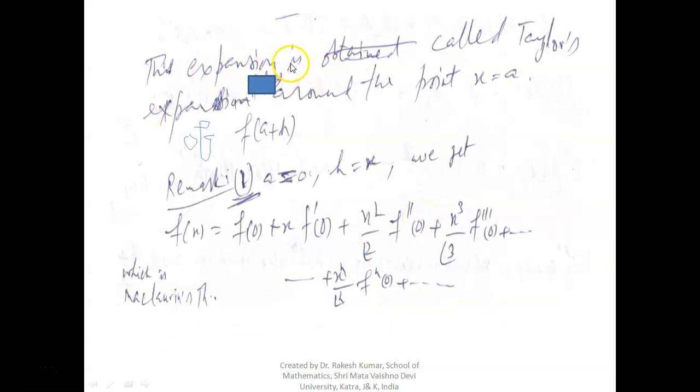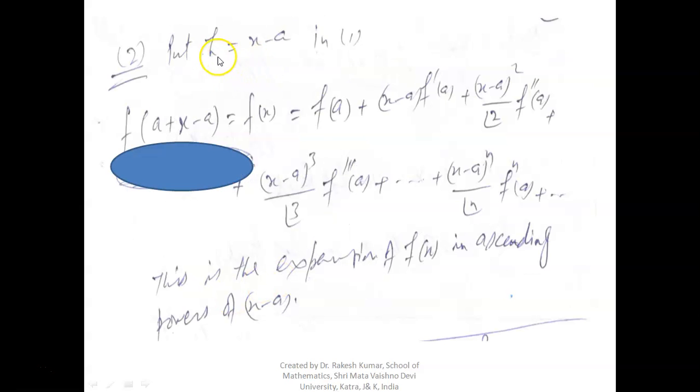Now this expansion is called Taylor's expansion around the point x equal to a of f of a plus h. Remarks. Number 1, when a equal to 0 and h equal to x, this gives me f x equal to x into f dash 0 plus x square upon 2 factorial f double dash 0 and so on. When we do this kind of adjustment, again we are getting Maclaurin's theorem as a special case of Taylor's theorem.